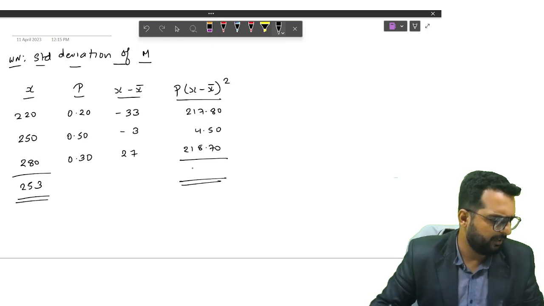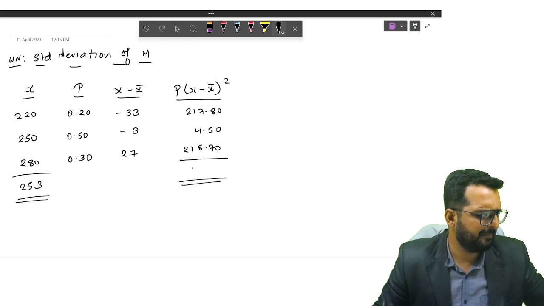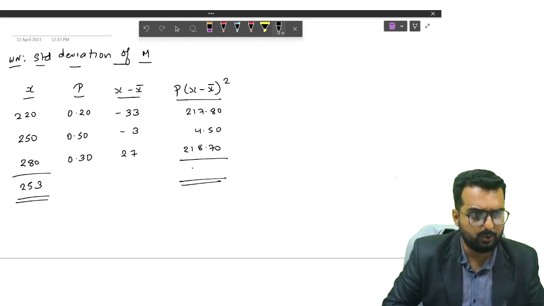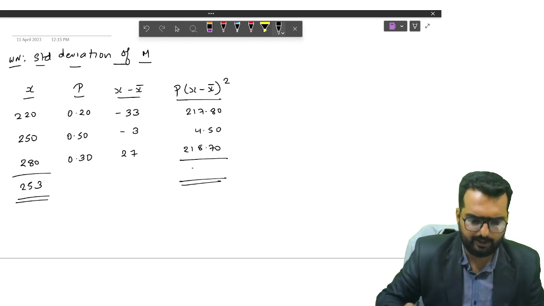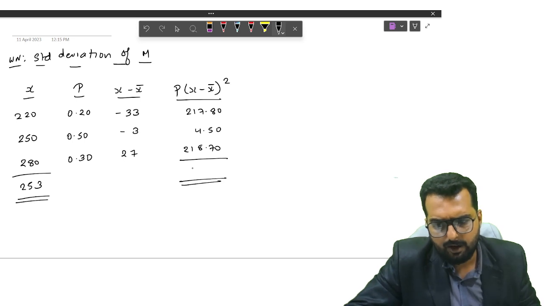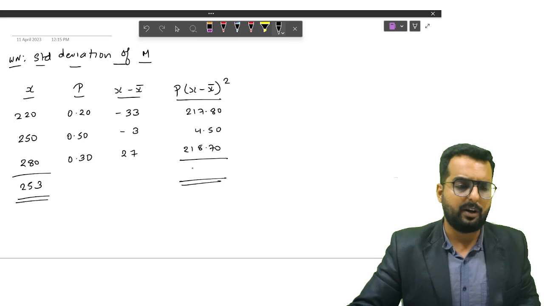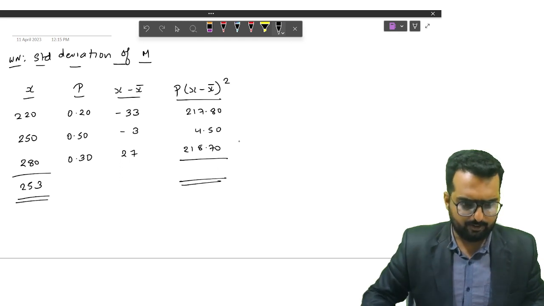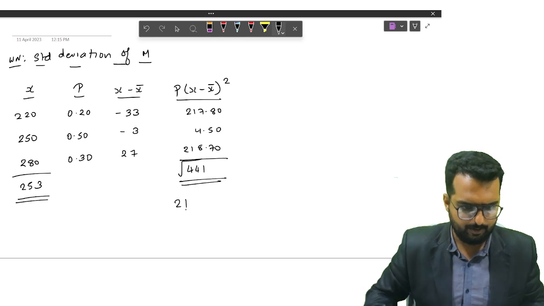Hold on. How did you get the 250 as the X bar? Should I check it again? 220 into 0.2, 250 into 0.5, 280 into 0.3, 253 only. Don't take simple average. We have to always take weighted average. Alright. We have to consider probability also. So I get the total as how much? 441, and the square root of this will turn out to be how much?